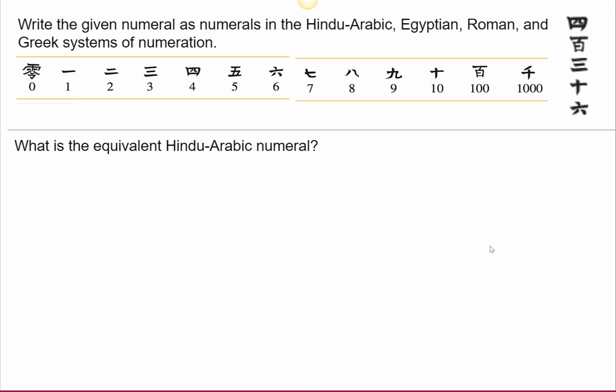Write the given numeral as numerals in Hindu Arabic. So we're going to go through one number and write it into all different systems. Okay, so the first one they're giving me is in Chinese, and we want to know what's the equivalent Hindu Arabic numeral. So again, we take it in groups of 2, starting at the top.